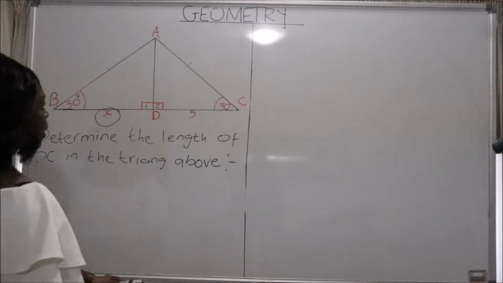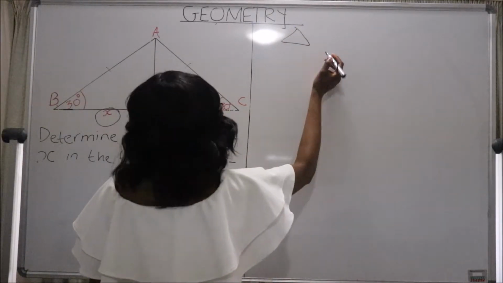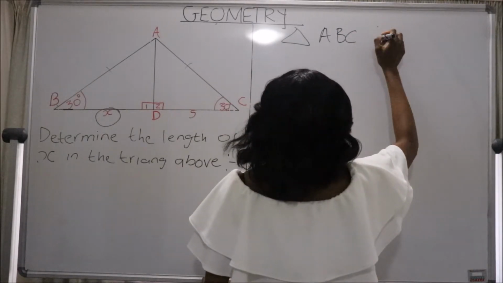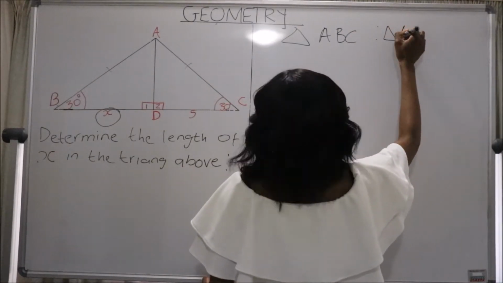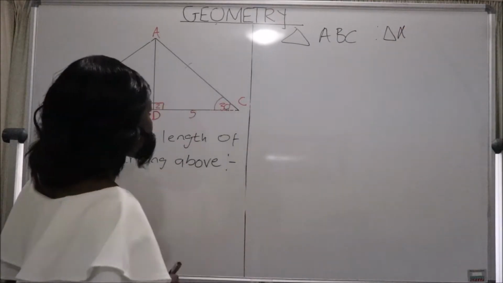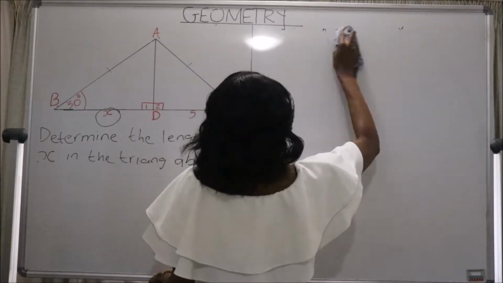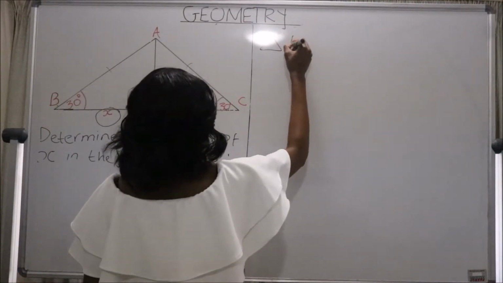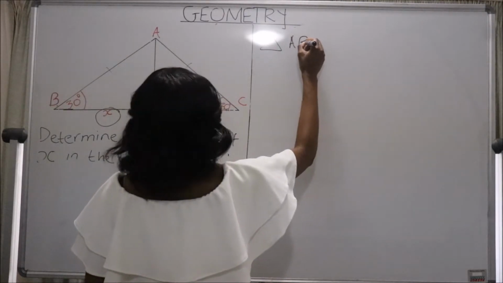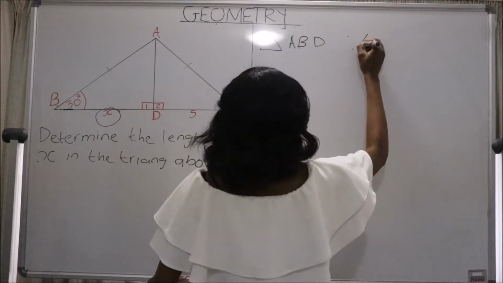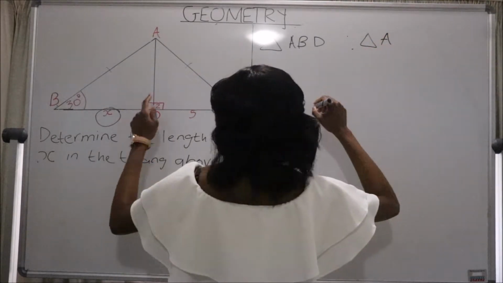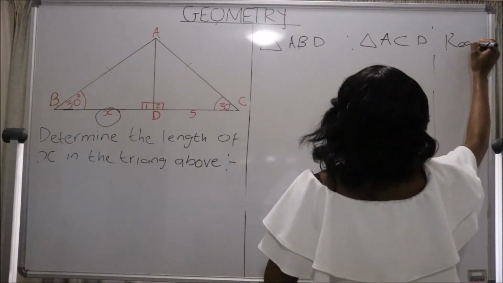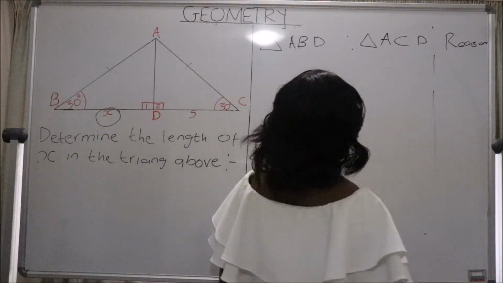Alright, so what we have here is triangle ABD, and also triangle ACD. So guys, just write neatly here. We have triangle ABD and triangle ACD, and this side will have the reason why we are saying angles or sides are equal to each other.